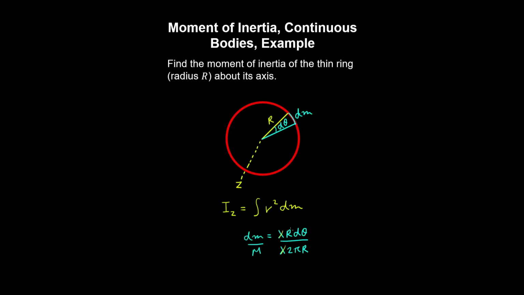And if we make some cancellations and multiply through by m, we can write dm in terms of the mass. And integrate from theta equals 0 to theta equals 2 pi. So we recognize that the radius is constant, and therefore we can take all the constants outside the integral. So therefore the moment of inertia evaluates to m r squared.